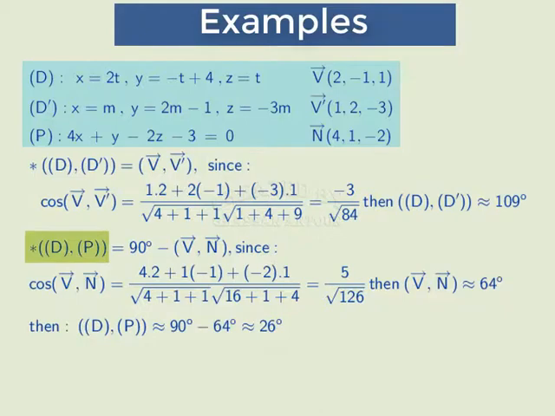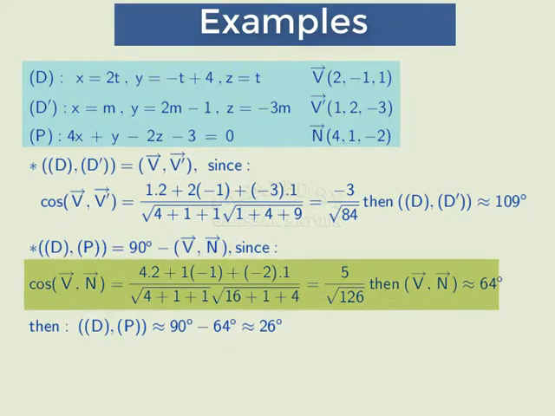Secondly, to find the angle between the line D and the plane P, which is equal to 90 degrees minus the angle alpha between n and V, let's calculate cosine alpha based on the scalar product formula. Here is the result.